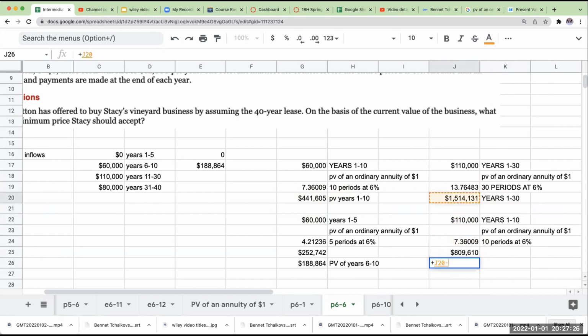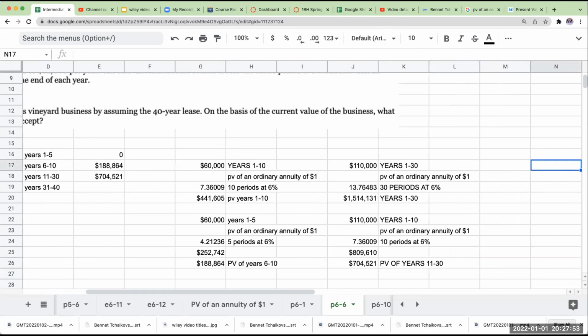So then over here, my present value of years 11 through 30 is going to be the difference between these two values. There is more than likely an easier way to do this. I'm just doing it this way because it makes more sense to me. Okay, let's go to the last one.